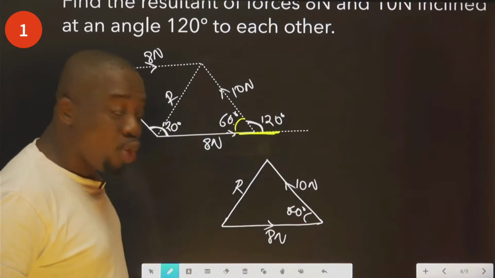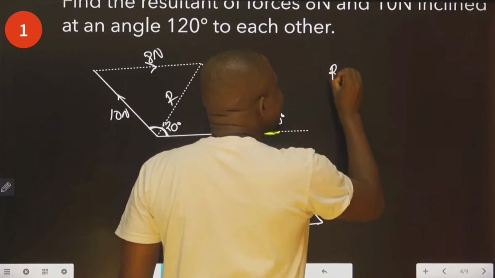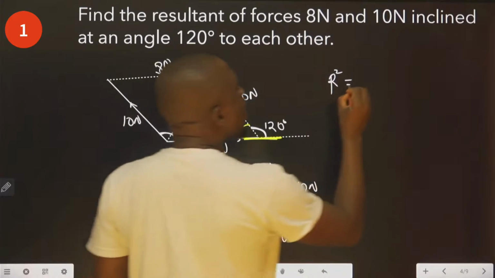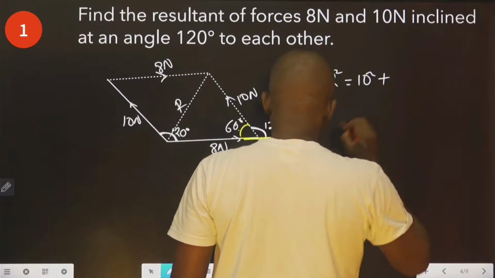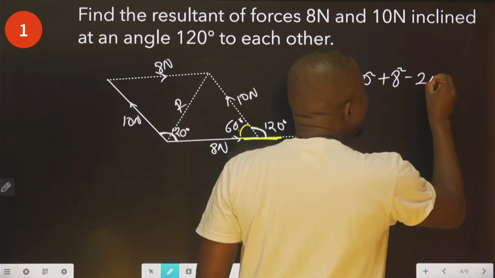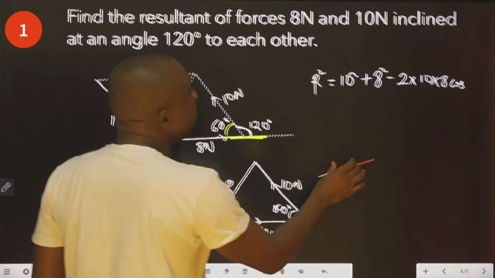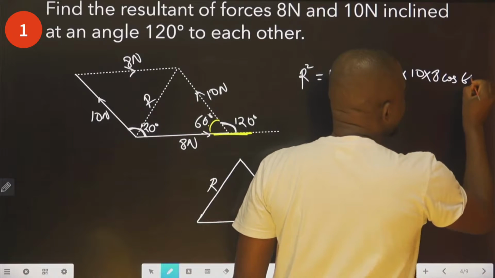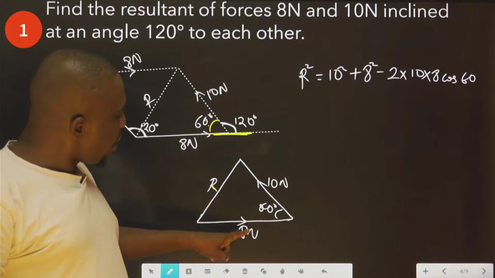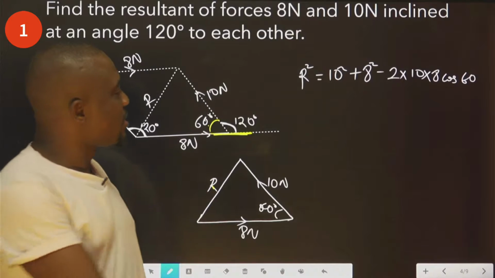How do we apply the cosine rule here? The cosine rule says the resultant square is equal to one of the forces square, plus the other one square, minus 2 multiplied by one of them, the other one, cos the angle between them, which is 60 degrees. You understand? The square of this equals the square of this plus the square of this minus 2 times this and this cos this. You agree with me?